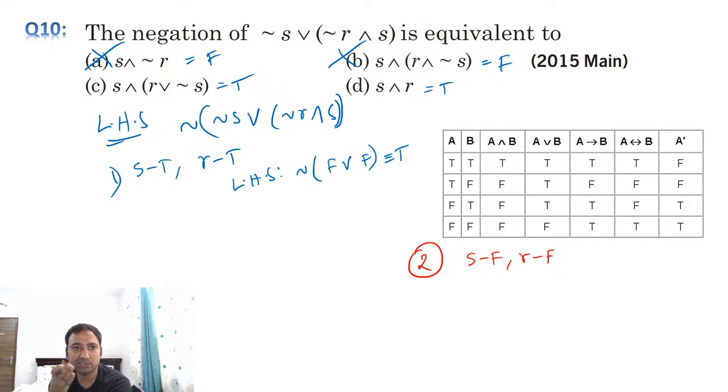Option D is becoming false. What about option S? Option S is also becoming false, guys. So let's change the substitution. Let's change it to true and false. Why? Because if you take true, false, are option C and option D giving different answers or not?